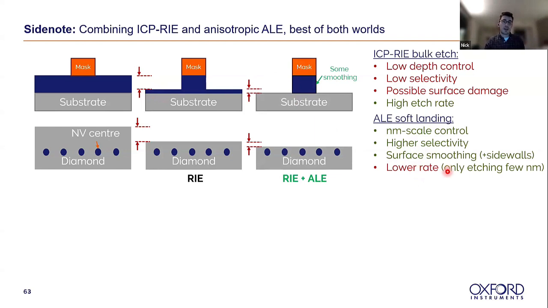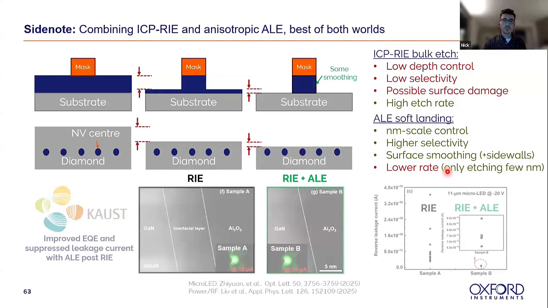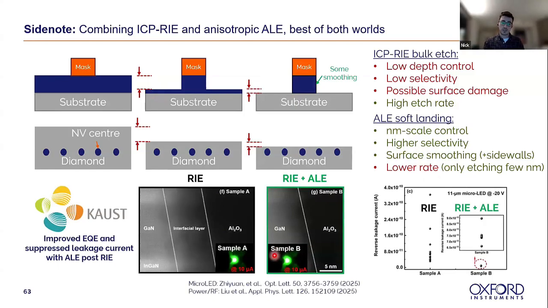So it's unlikely to actually add that much time towards your process. And it's being done in the same tool, so you're not even having to take it out in a different system. And we're already starting to see people do this. So this is work from KAUST I showed earlier. And as you can see, they nicely remove that interfacial layer. And it actually translates into a better performing device.